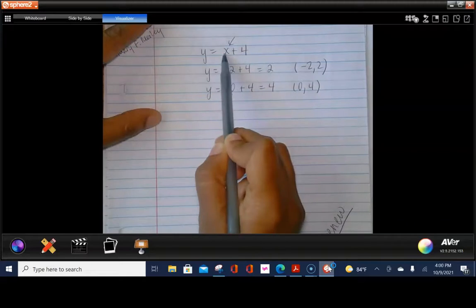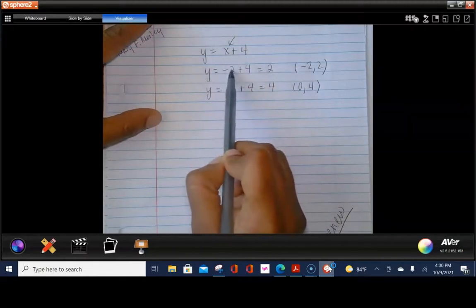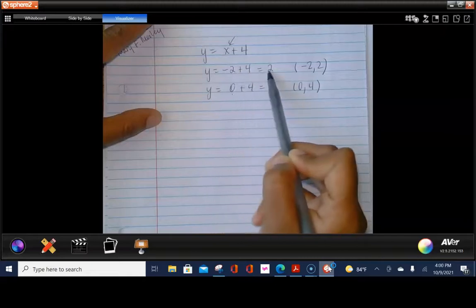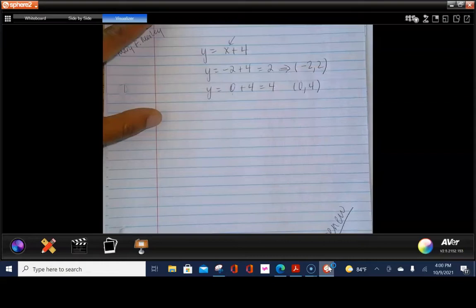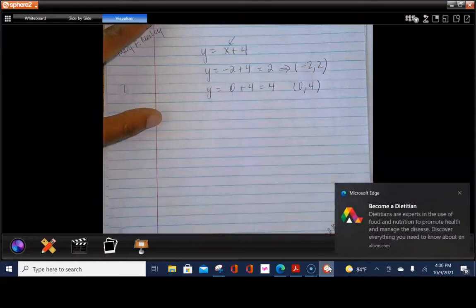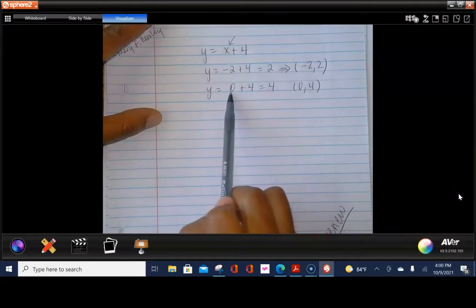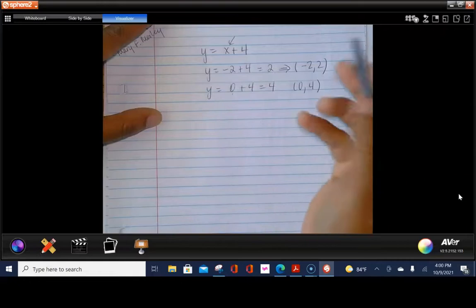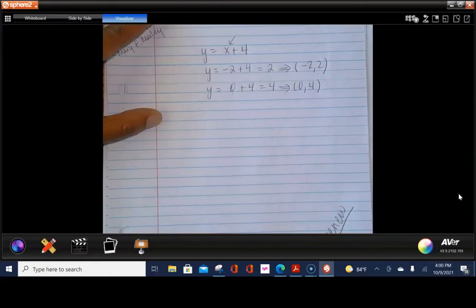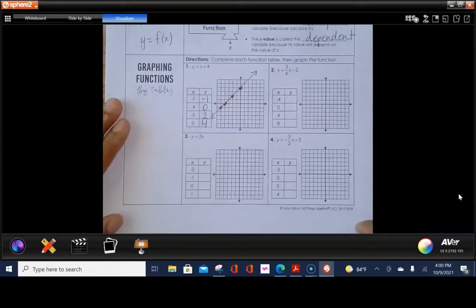This is my input. They wanted us to plug in -2 for x, so I substitute it in. I add 4 to it. I get a positive 2, which produces this ordered pair of -2, comma 2. So we plugged in -2 and got out positive 2. Now I plug in 0 into the function. 0 plus 4 is 4. So now I've made the ordered pair 0, comma 4. Now I'm going to finish the table off there.